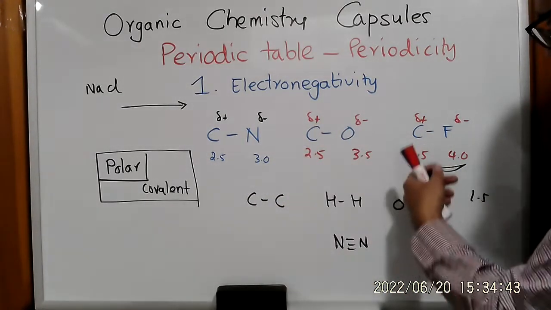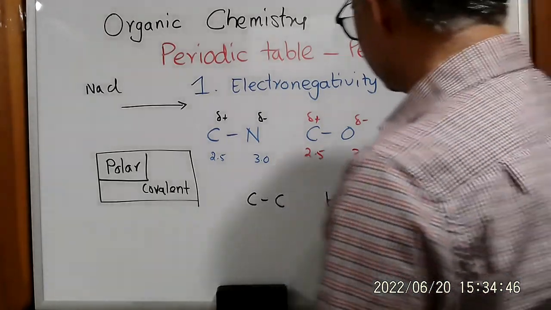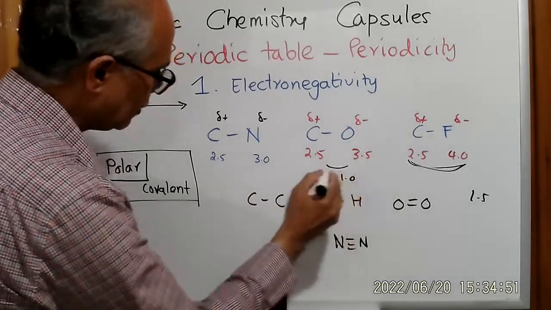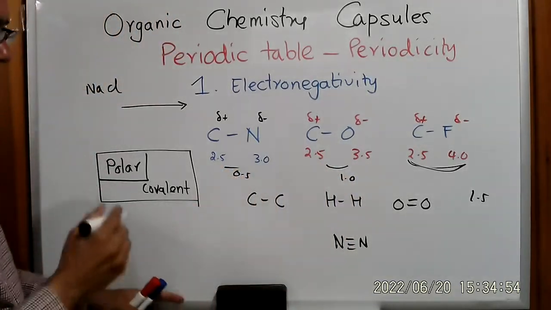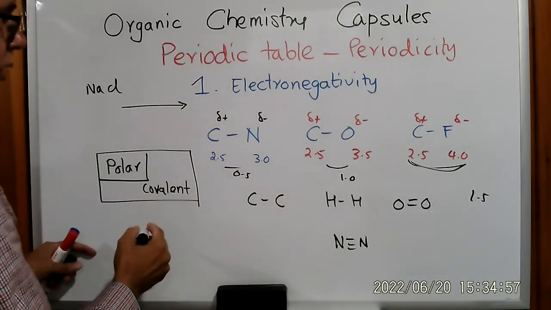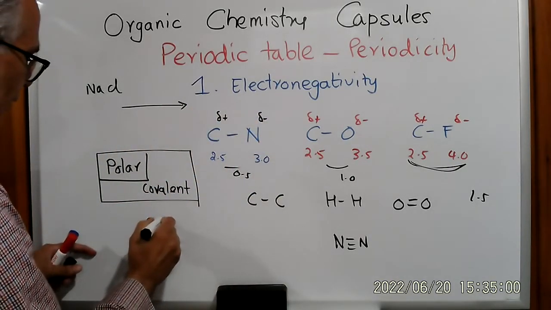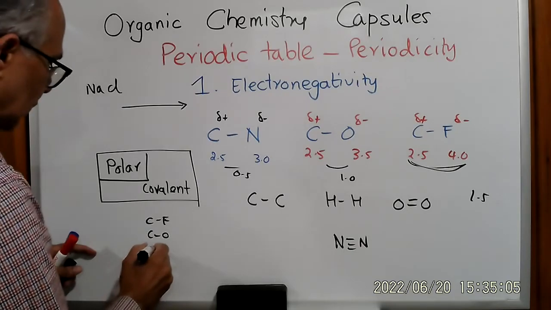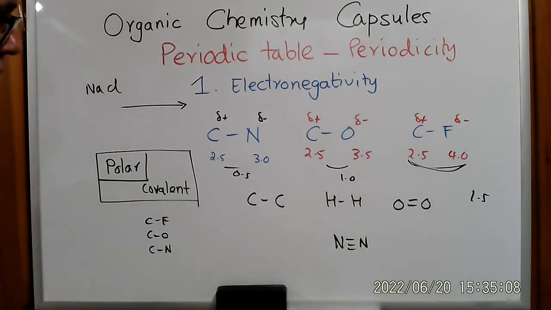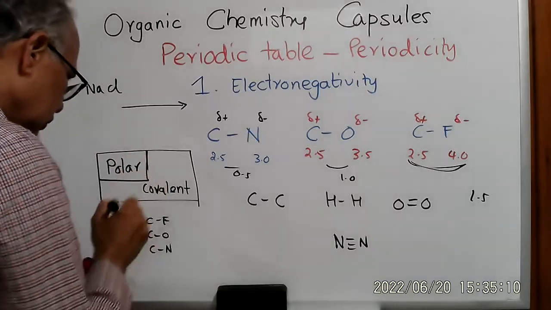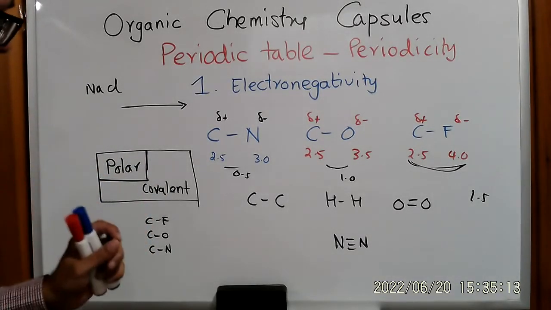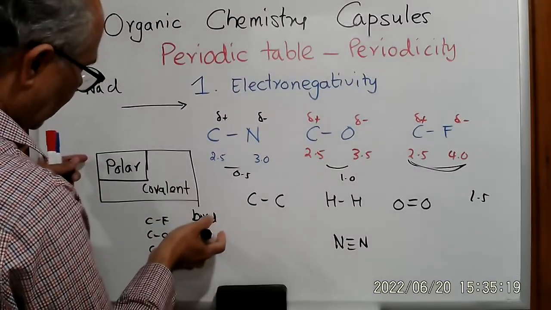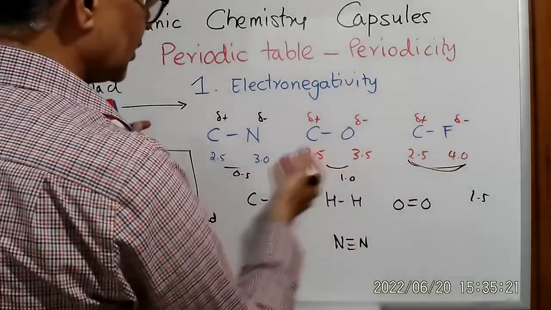It's about 1.5. So the carbon-fluorine bond is polarized more towards the fluorine, and it is most seen here. As you come this way, to the left, the difference is only 1 here and only 0.5 here. So the most polar covalent bond will be the carbon-fluorine one, followed by the carbon-oxygen one, and then the carbon-nitrogen one. So we have introduced a new thing called the polar covalent bond, which became possible because of the electronegativity differences.